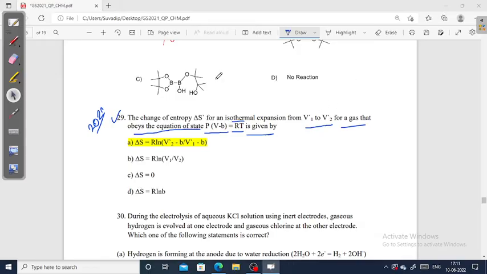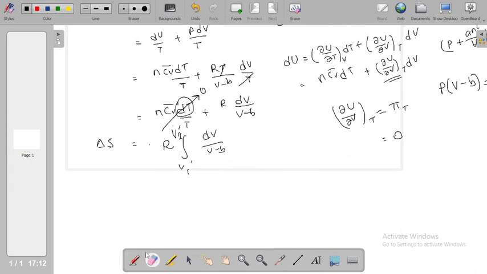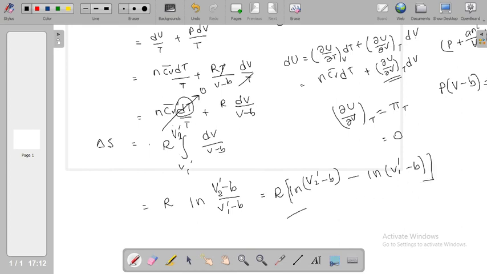So we only have R times the integration, with the limits of volume from V1 prime to V2 prime, of dV by V minus B. If we integrate this, we get R ln of V2 prime minus B by V1 prime minus B. That is, R times ln of V2 prime minus B minus ln of V1 prime minus B, from the ln formula.